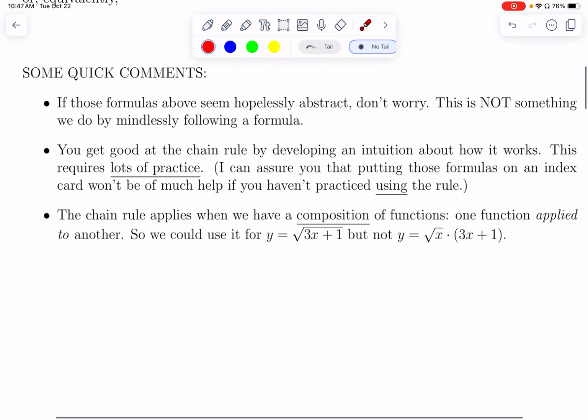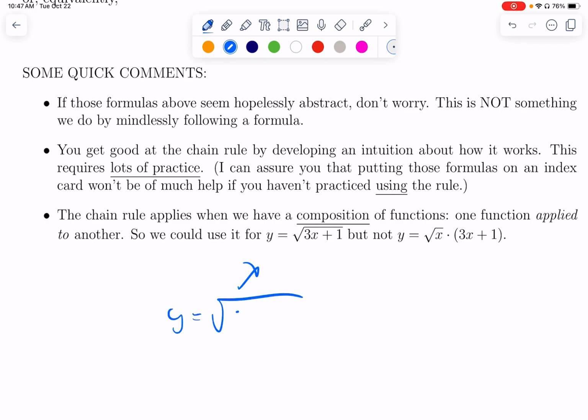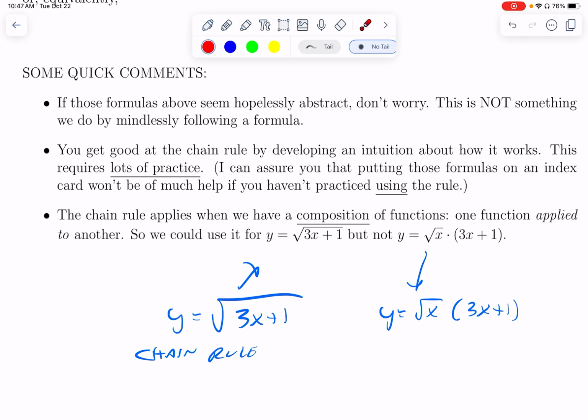And I just want to warn you that we use the chain rule only when we have a composition of functions, one function applied to another. Right here we are applying square root to the function 3x plus 1. This is an example where we would do the chain rule. But if we just had square root of x times 3x plus 1, here we're just applying square root to plain old x. We're not applying it to any more exotic function. So this would be an example where we did product rule. Only when it's a function of a function.